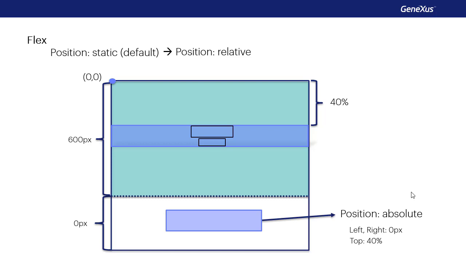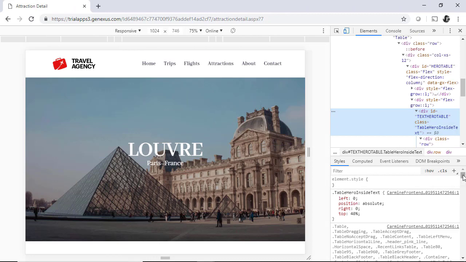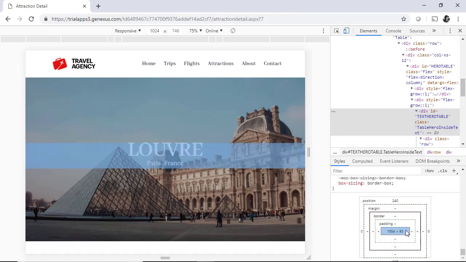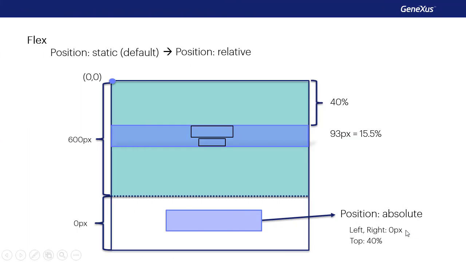Why do we use 40%? Because we know that the width of the text is approximately 93 pixels, which is 15.5% of 600. All this is too dependent on those sizes. If we change them, we'll be losing the adjusted proportions and this solution will not be useful anymore. The best solution would be to have the control always centered, regardless of all sizes.